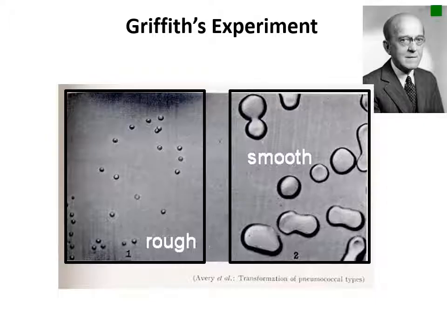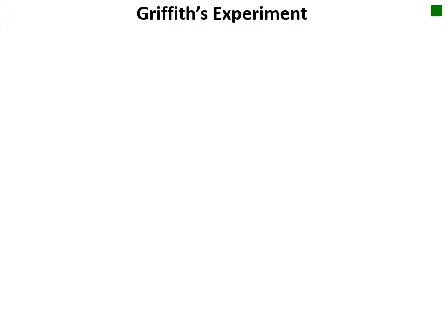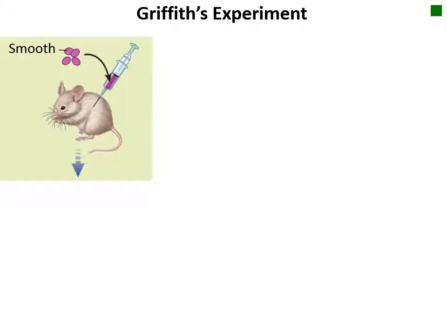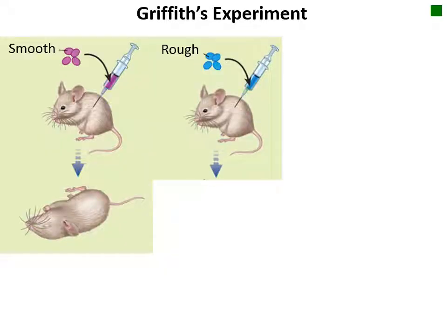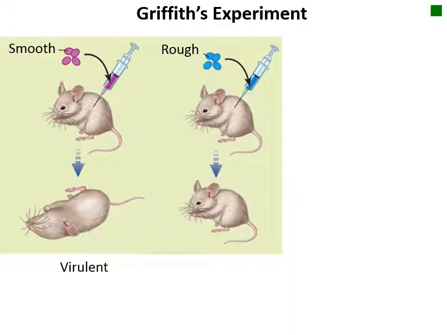Griffith wondered what the difference between these two strains of bacteria was, so he took them and injected them into a mouse. First, Griffith injected the smooth bacteria into the mice. After a few days, the mice contracted pneumonia and died. He then injected the rough bacteria into the mice, but after injection, nothing happened and the mouse remained healthy. The smooth bacteria are called virulent, meaning that they are able to cause disease, and the rough bacteria are non-virulent. They did not cause disease. Something had changed between the smooth and the rough bacteria that caused the pathogen to no longer cause disease.